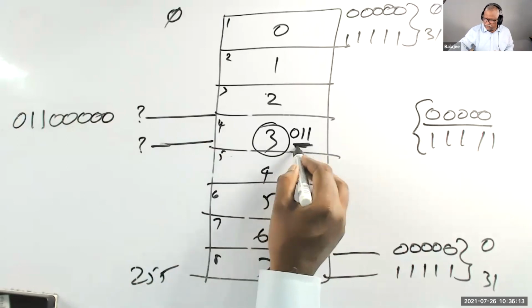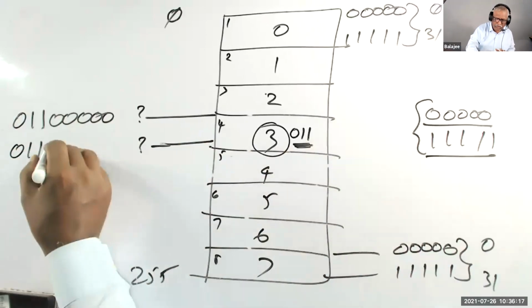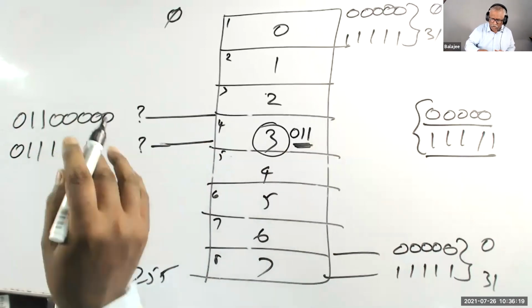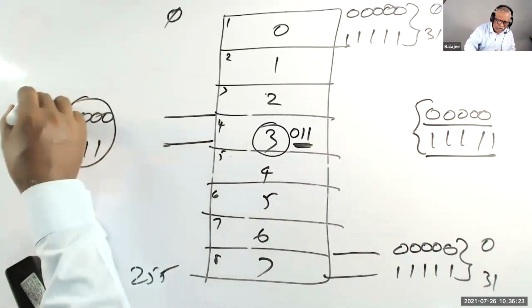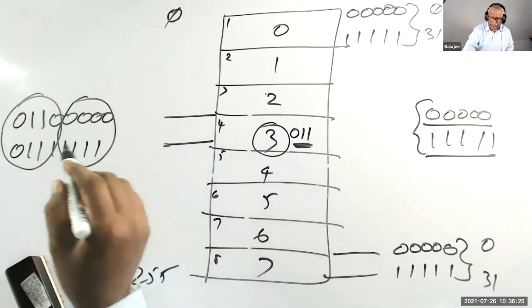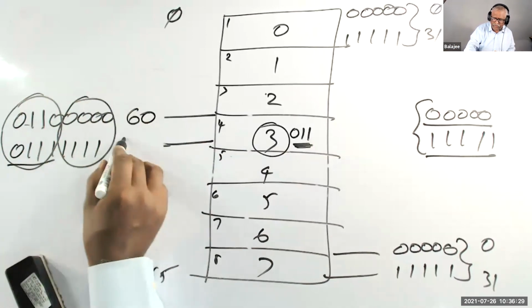So the ending address is, what is the block name? 011. Ending address is 111. So you divide them into 2 groups. Okay, that is 60 to 7F.